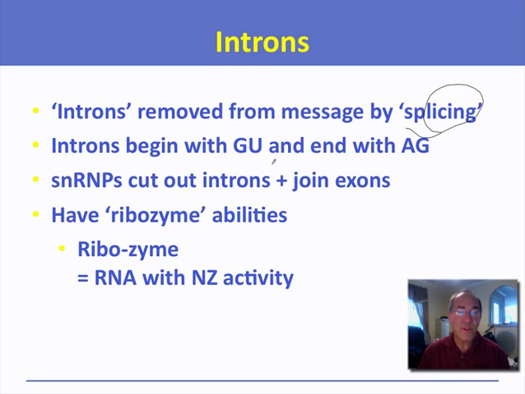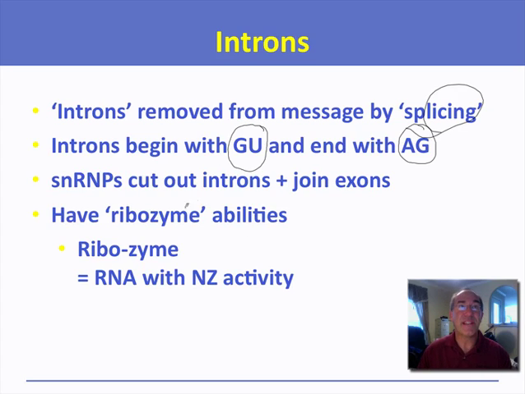And how do we know where to remove introns? Well, luckily, all introns begin with the sequence GU, guanine uracil, and all introns end with the sequence AG, adenine guanine. And so the enzymes that recognize introns are looking for a number of sequences, one of which are the GU and AG consensus sequences.